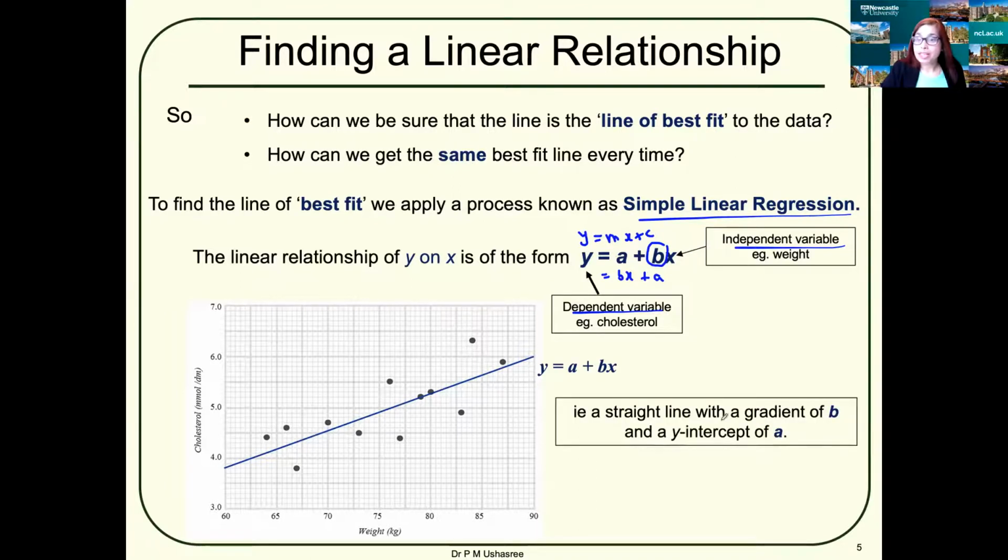So this is a straight line with a gradient b. Yeah, b is the gradient, and a is the y-intercept.